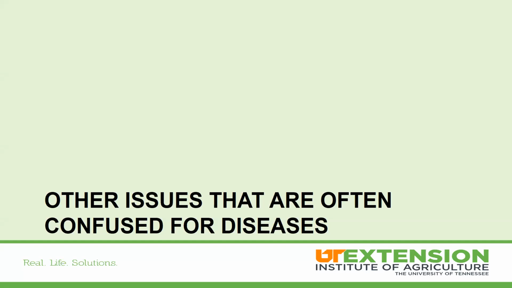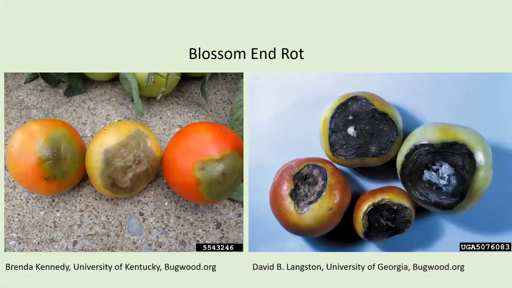And we're going to move into other issues that are often confused for diseases. You know, people will come in and they'll be like, what has caused this? And they're not actually diseases, but they're confused for them. So we have blossom end rot, and these will start out as water-soaked areas of dead tissue at the bottom of the fruit, which is at the blossom, where the blossom attached to it, and it developed from there.